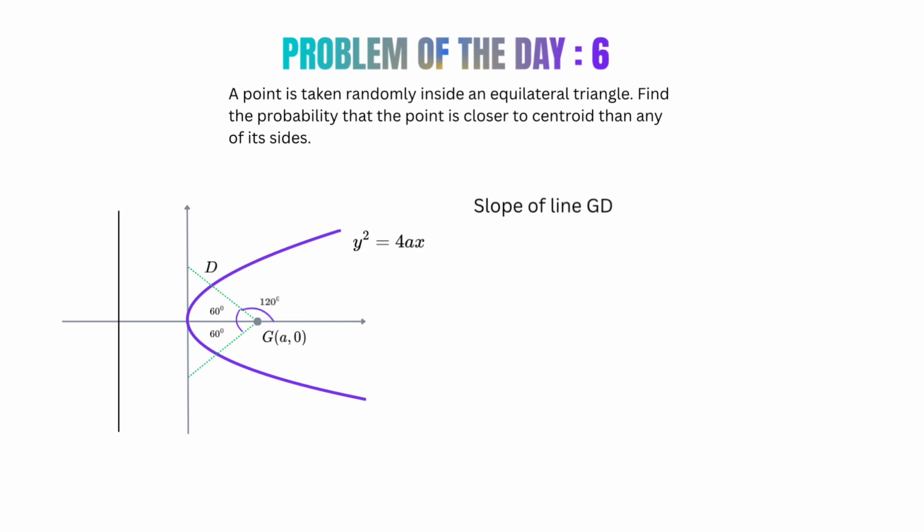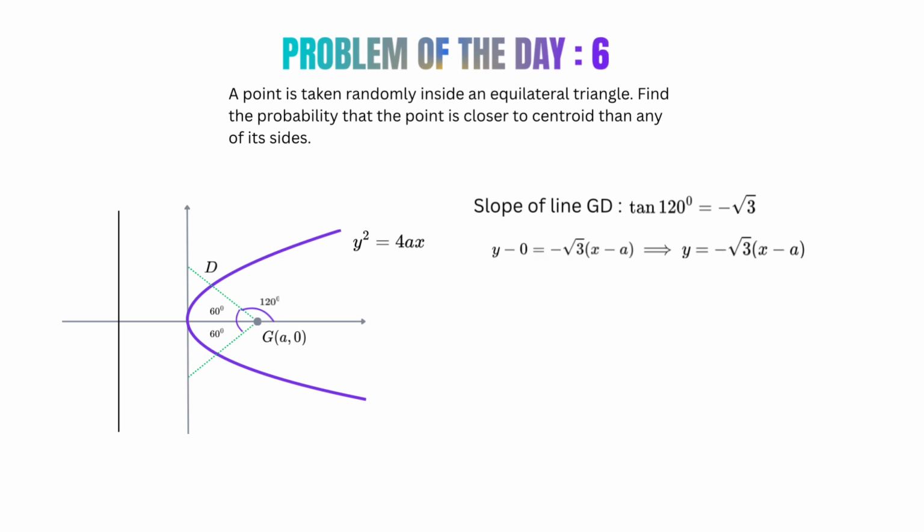So the slope of GD is tan of 120 degrees, which is equal to minus root 3. Now apply the point-slope form of a line. The coordinates of the focus, the centroid, is (a, 0). So the equation of line GD becomes this.